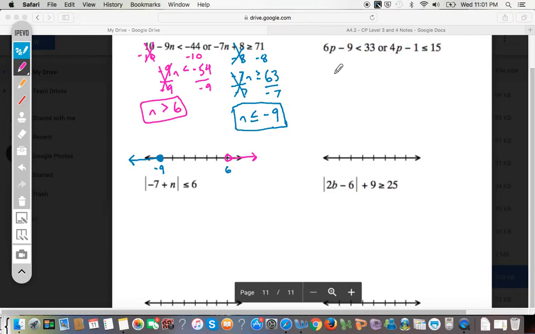So moving on, let's do this one. So I have 6p minus 9 is less than 33. So I'll add 9 to both sides. These cancel, so I have 6p is less than 33 plus 9, which is 42. To get p by itself, I have a positive coefficient, so I don't need to switch my sign. I have p is less than 7.